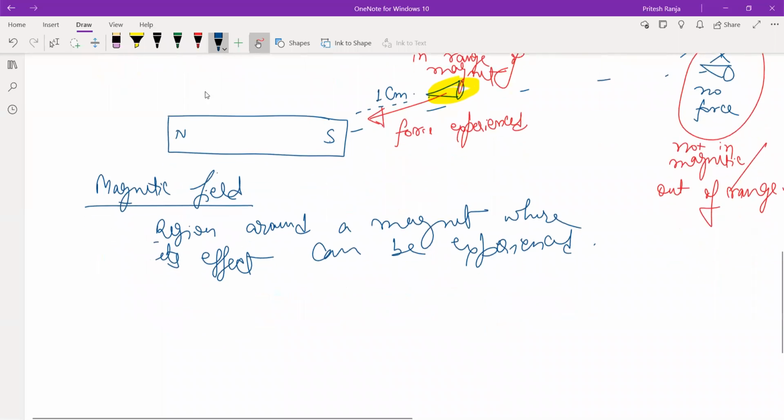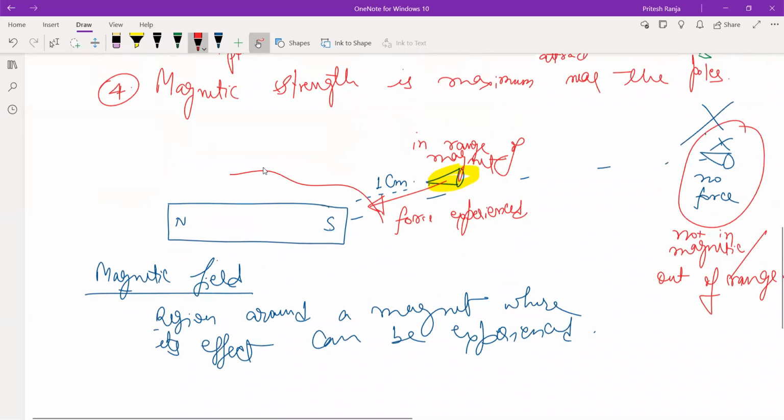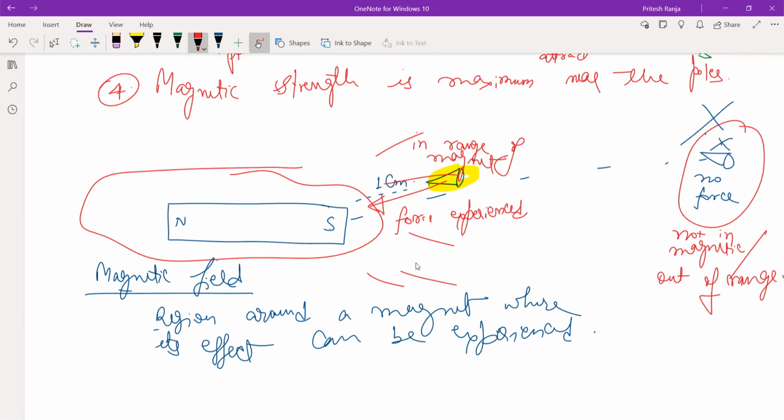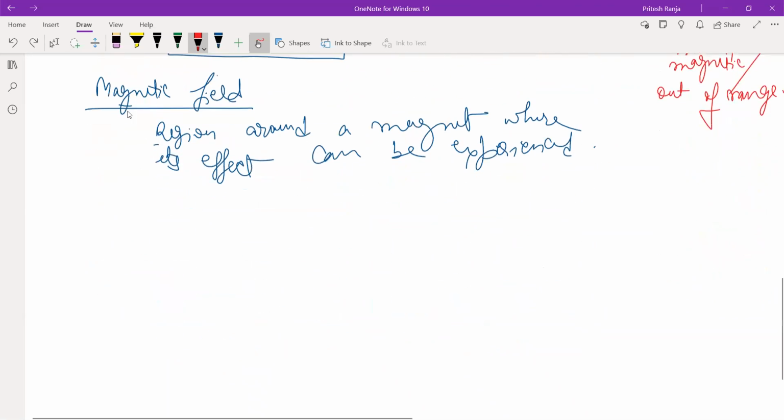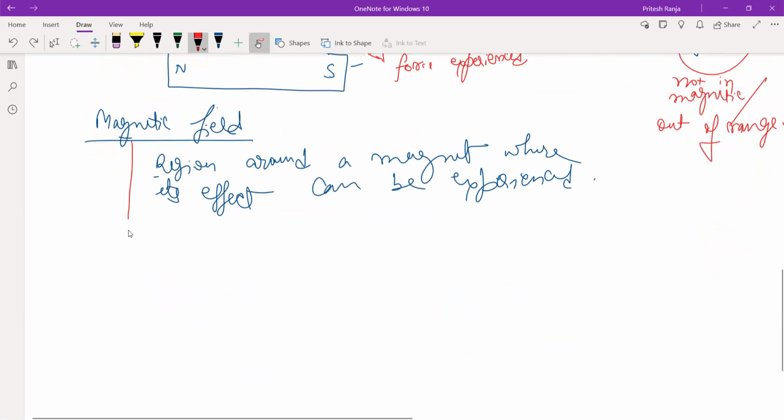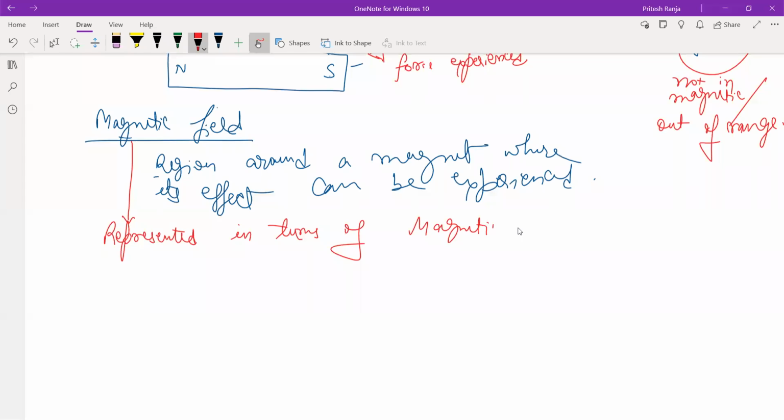Now, how do we represent the magnetic field? The region can be like this or the region can be like this, but how do we fix that? So we must remember, magnetic field is represented in terms of magnetic field lines.